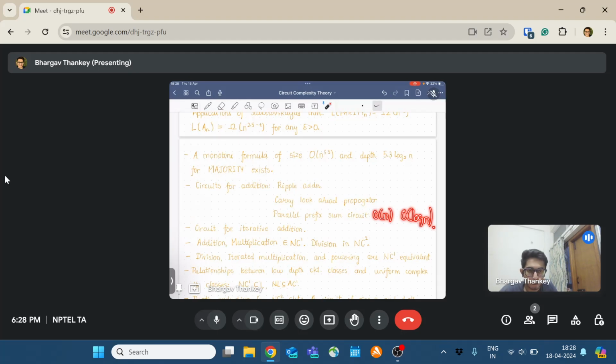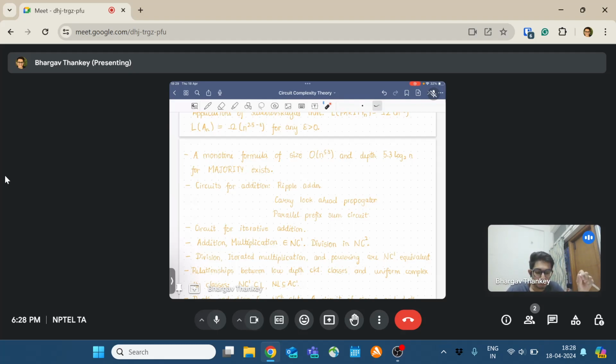And notice that this is optimal, because you need to read every input, so you need at least order n size. And if you have a circuit with order n leaves, it must have at least order log n depth, if you are looking at gates with fan-in at most two, because a binary tree with log n depth has order n input gates.